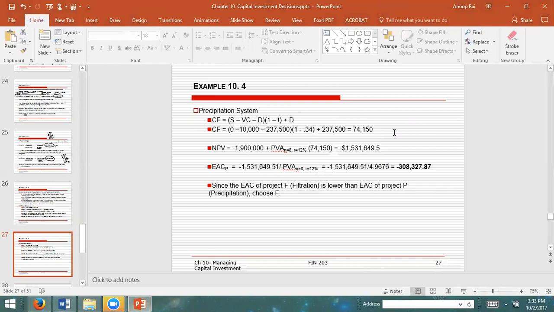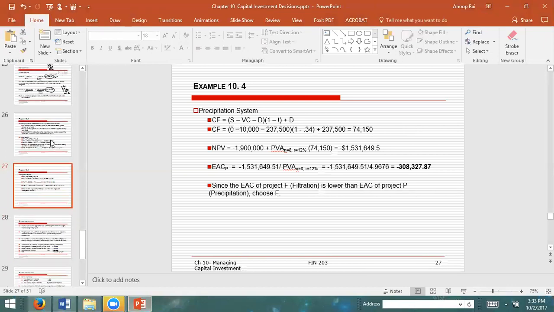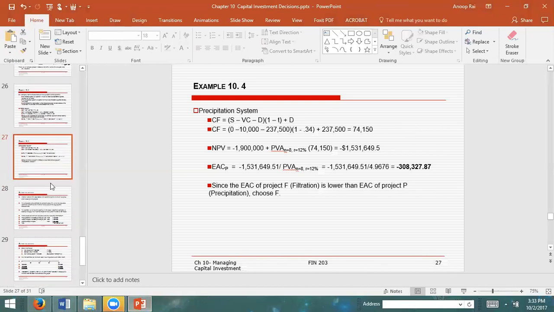So that's important that you remember that. Once you find the net present value, then what you'll do is divide it by the PVA, and then you'll be comparing apples to apples, if between the 2 projects they have different lives. If they have the same lives, then you don't have to do it at that point, okay?